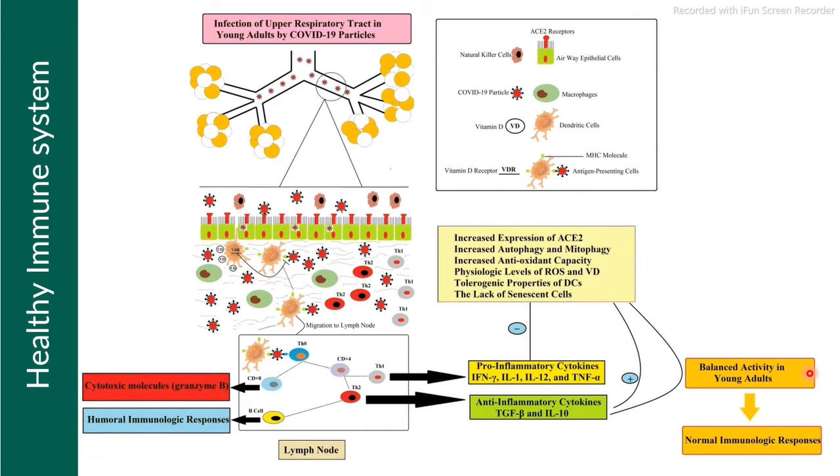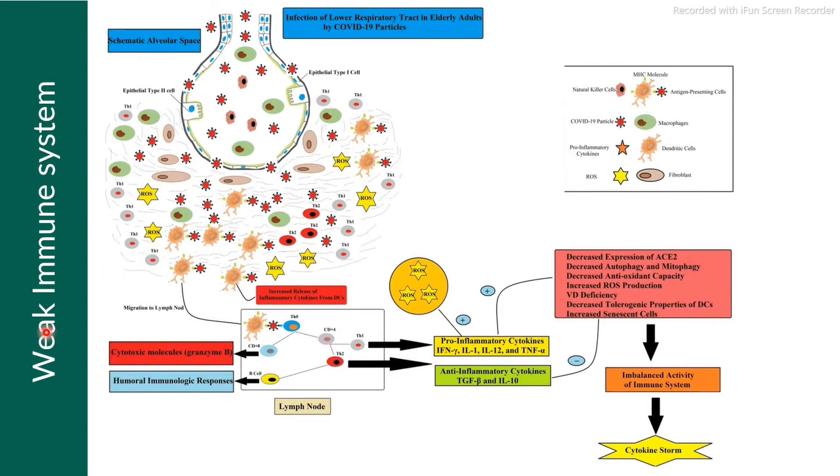So now we're going to look at what happens in an unhealthy patient. For example, an elderly patient infected with the virus. At first look, everything seems pretty much the same, with a few additional molecules that seem to be present. Now, if you take a look at this diagram, similar to the previous, the virus enters, dendritic cells bring particles to the lymph nodes, and the relevant T cells get activated.